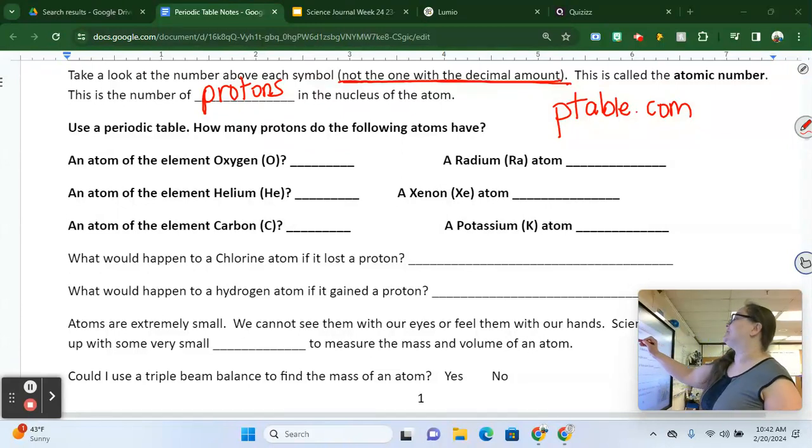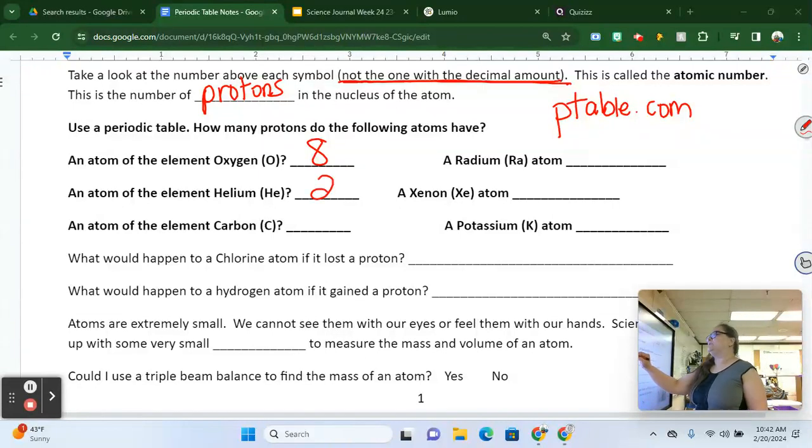Here we go. Oxygen's atomic number is 8, so it has 8 protons. Helium's atomic number is 2, so it has 2 protons. Carbon has an atomic number of 6, so it has 6 protons. Radium, I don't have memorized. Should, though. It's 88. Xenon is 54. Indeed, 54. And potassium is 19.